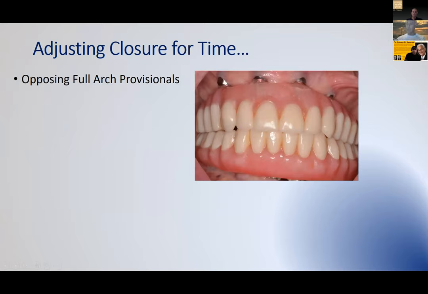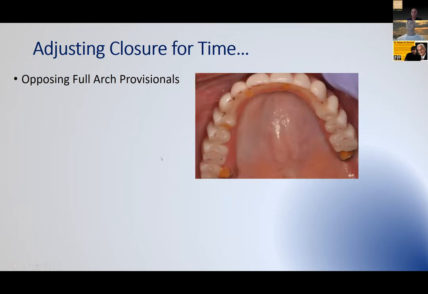But in prosthetic dentistry, you also want to adjust for time in closure. So this case is a really good example of that. These are two provisionals that the patient can't wear. And they've been sent to me from Pennsylvania to check them on the T-scan because this patient can't wear the provisionals, and they've been trying to adjust them. So here's how you use the T-scan data.